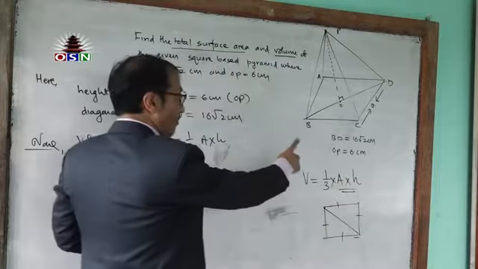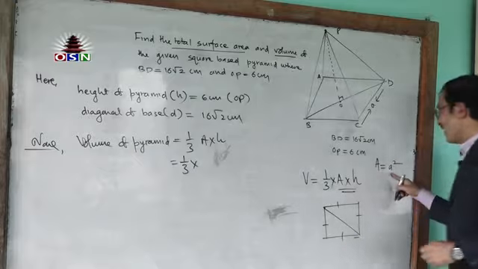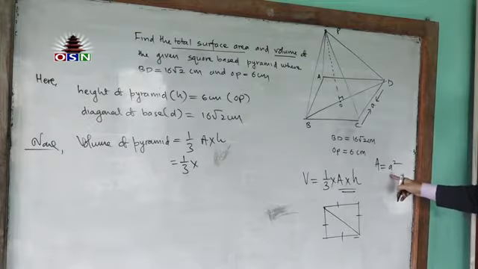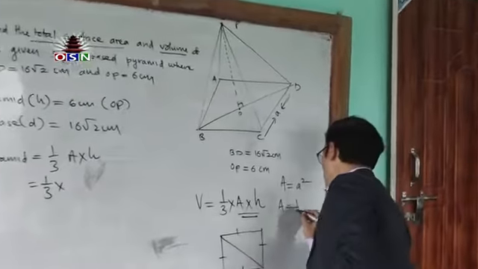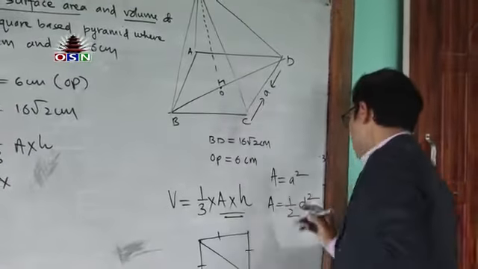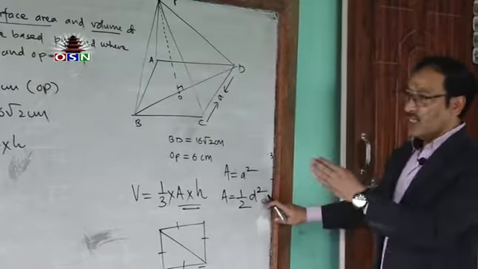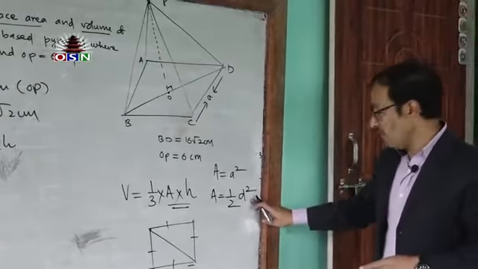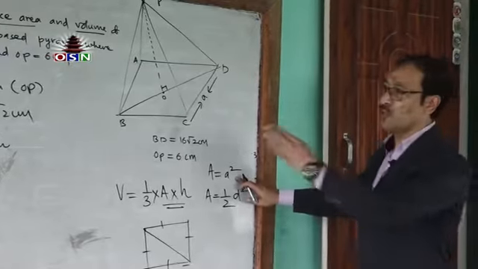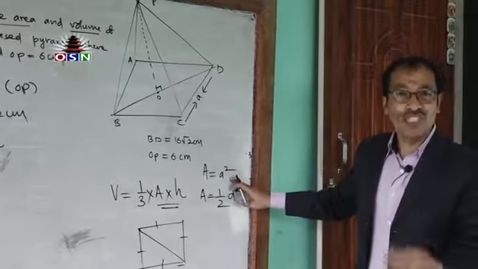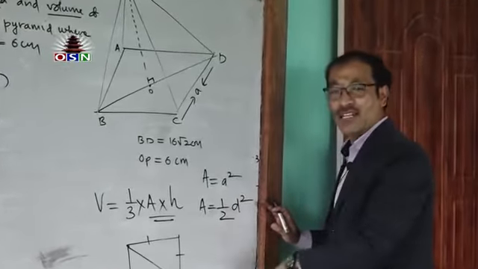We know that the area of a square is equal to a square. This is also a formula to find the area of a square. And again you have another formula, 1 by 2 diagonal square. If you remember this formula, you can make it short. If you don't remember it, some more process we have to show, and it will be very time taking. Therefore, you should be very clear about the formula and the application of the formula.